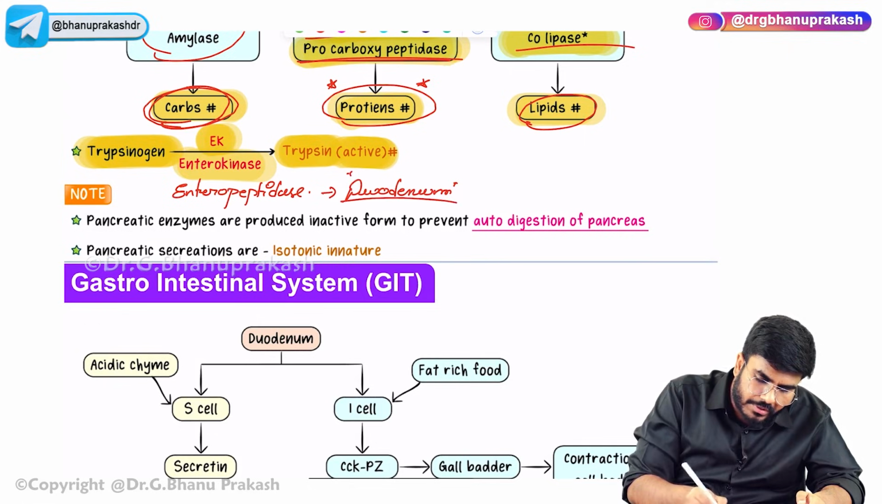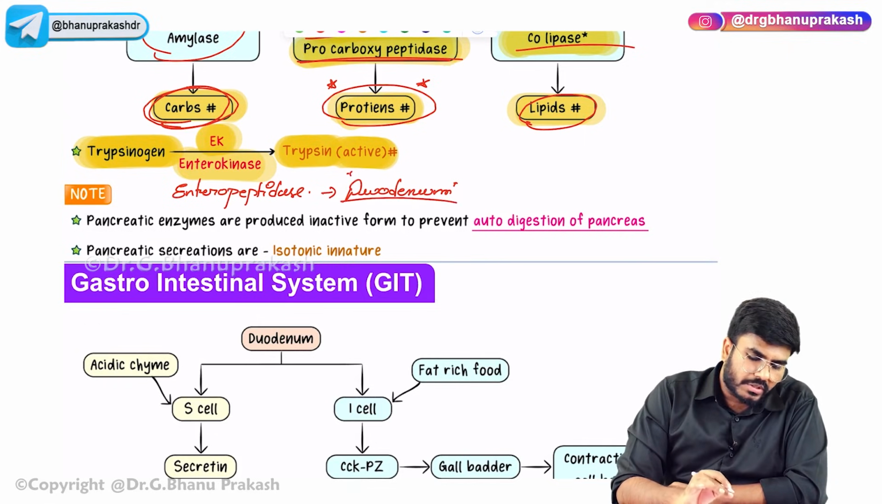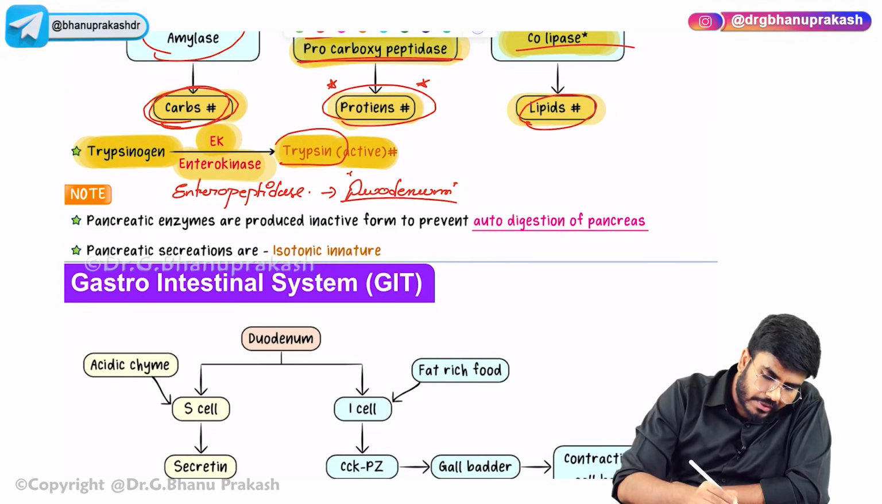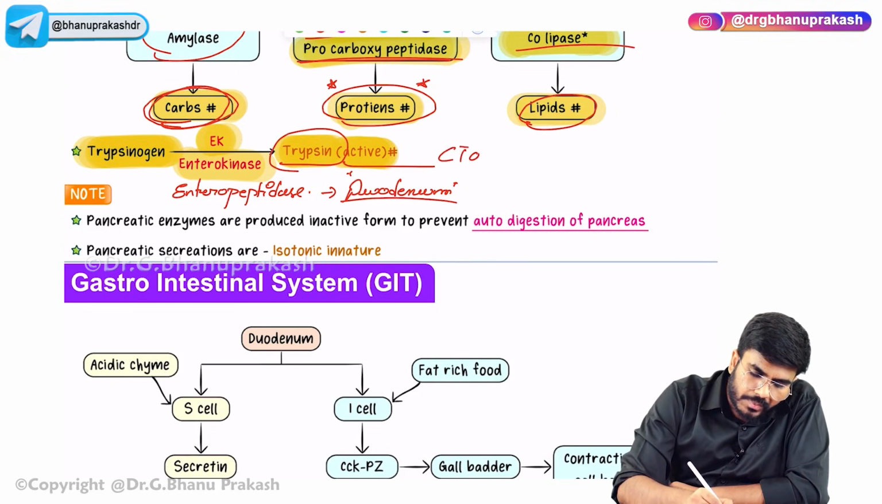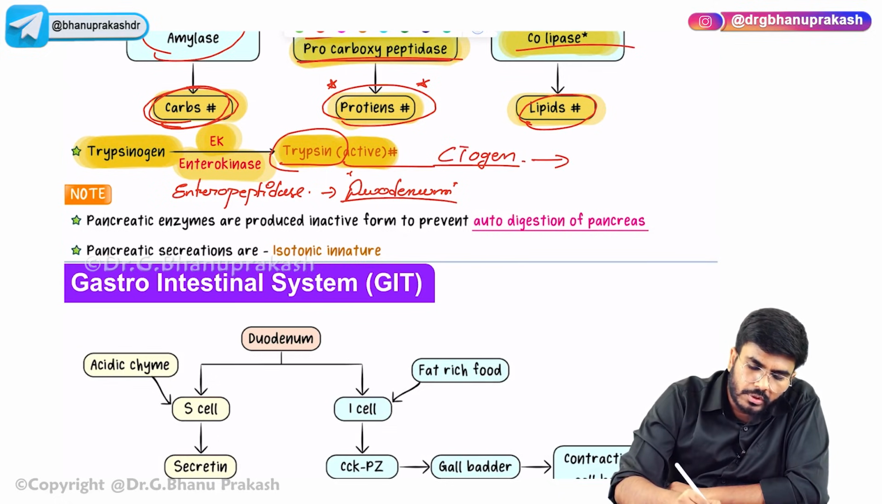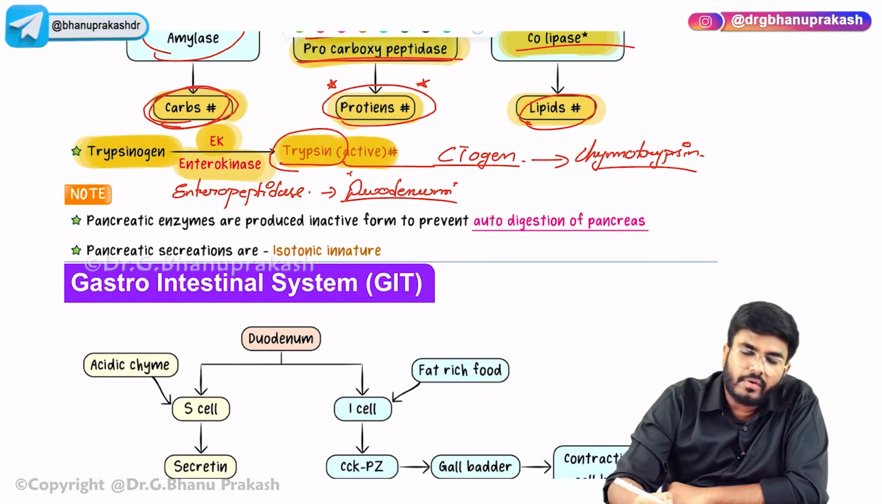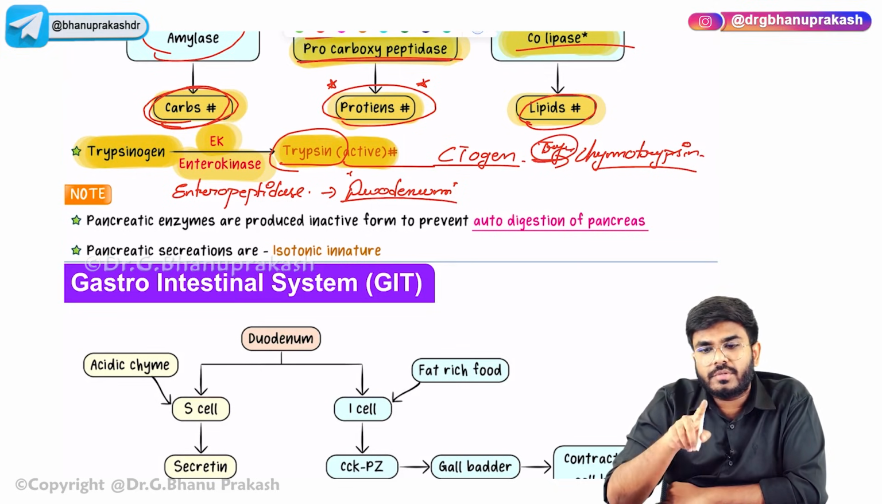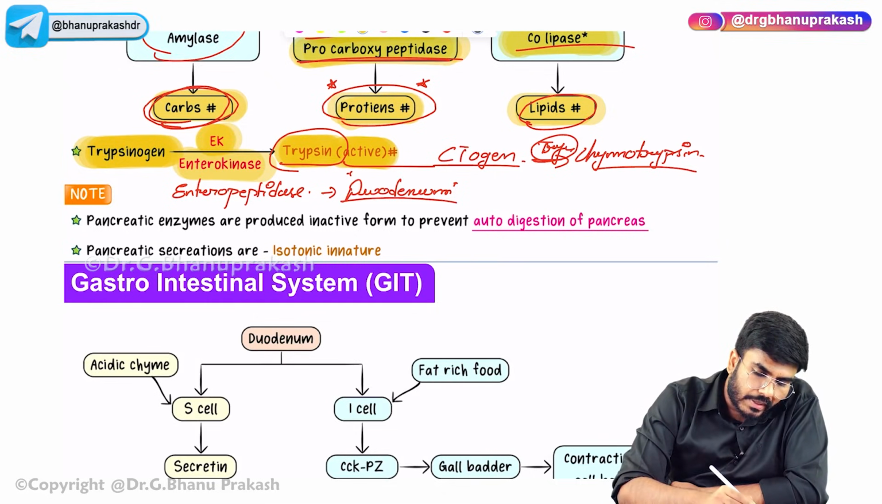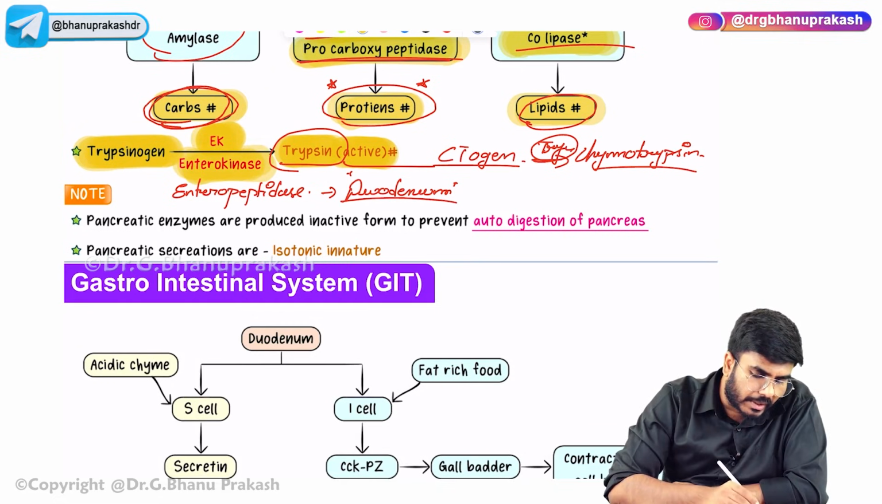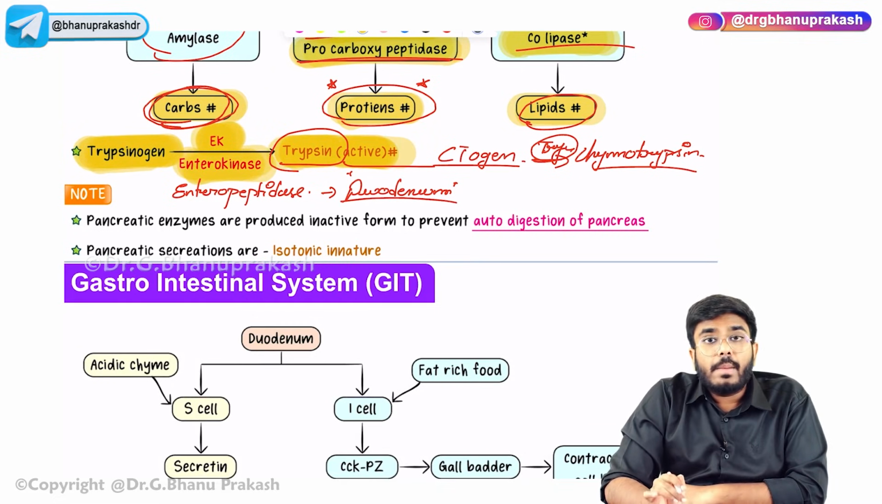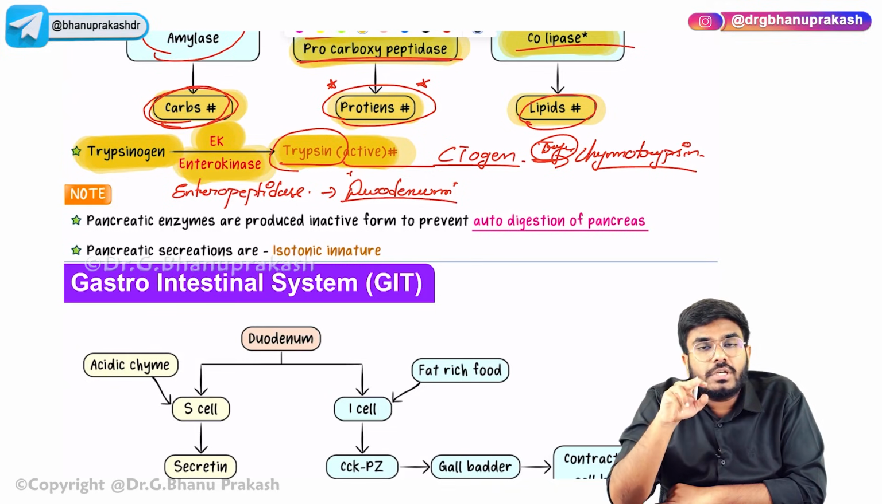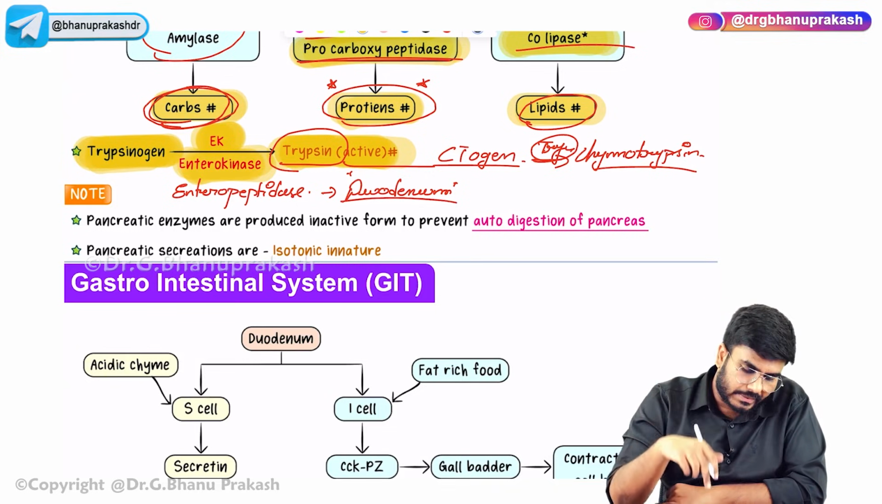Enteropeptidase is produced from the duodenum. So trypsinogen will be converted to trypsin. Do you know what this trypsin will do? Trypsin converts chymotrypsinogen into chymotrypsin. Understood? Enterokinase is the one which converts trypsinogen into trypsin. Pepsinogen will be converted into pepsin with the help of acid in the stomach.